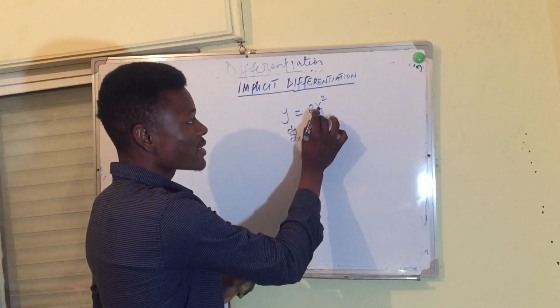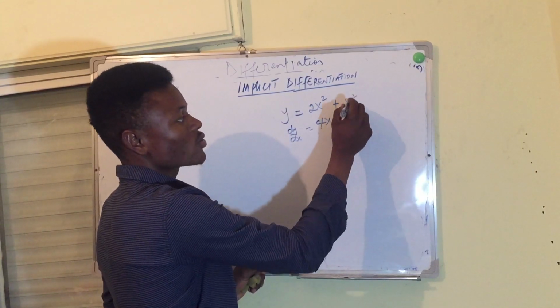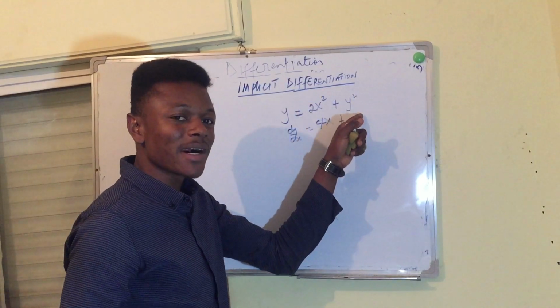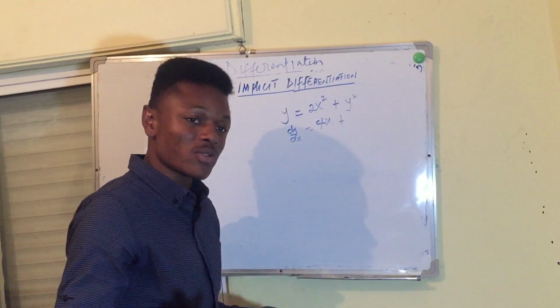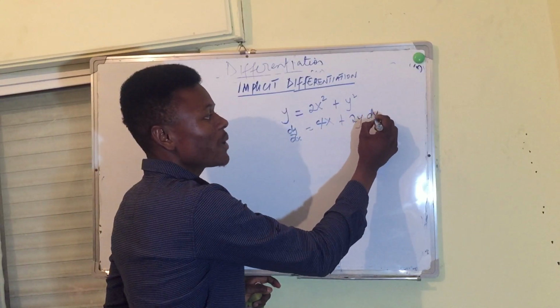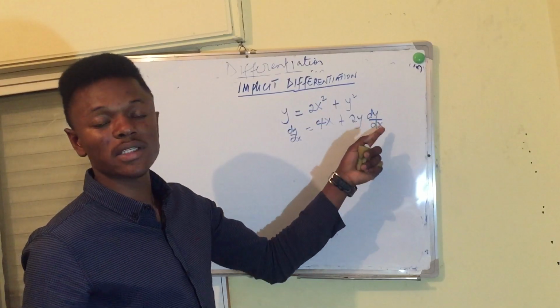Amma da a ce wannan x ɗin, for example nan ina da another y square maybe. So idan ina son differentiating ɗin wannan y ɗin ba x ba ce ba, amma zan differentiating y with respect to x. So that derivative ɗin 2y ne. Amma dole saboda ba with respect to x bane differentiating ɗin dole in ƙara dy dx.